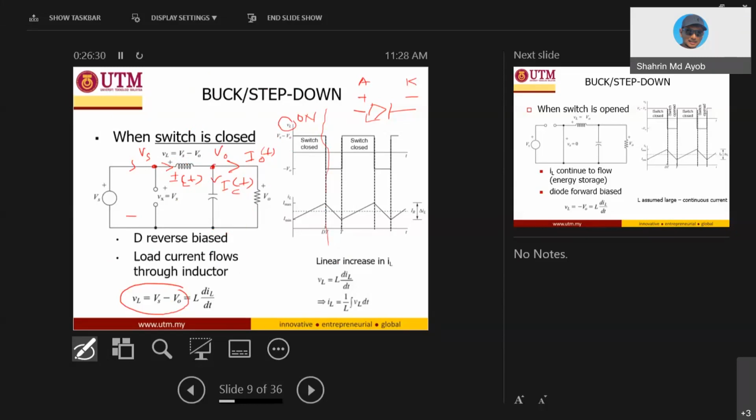Positive Vs minus V out is positive because this is a buck converter. Input is larger than V out. So that's why we have positive. And what about the waveform of the inductor current here? The inductor current is actually a linear increment.